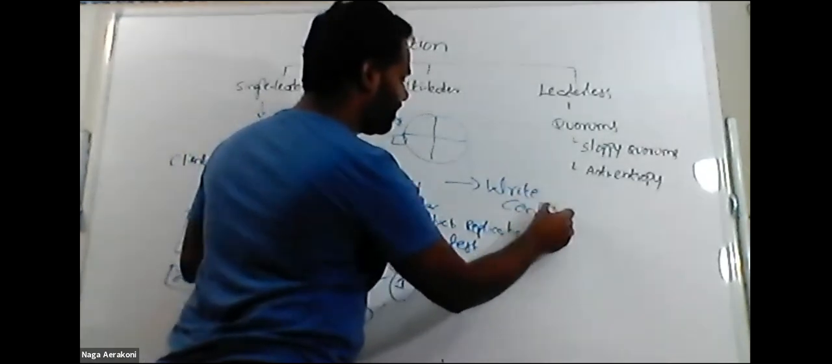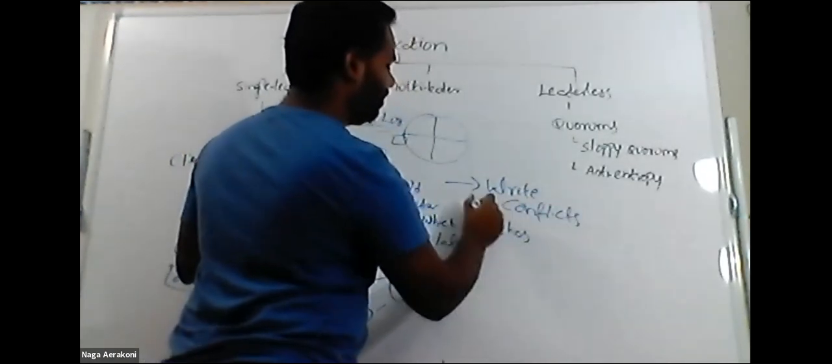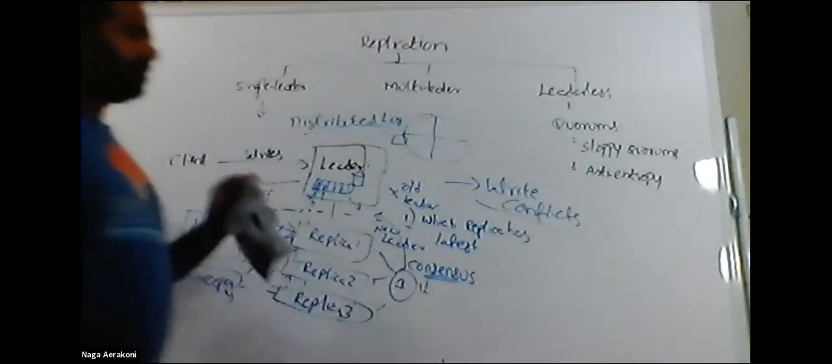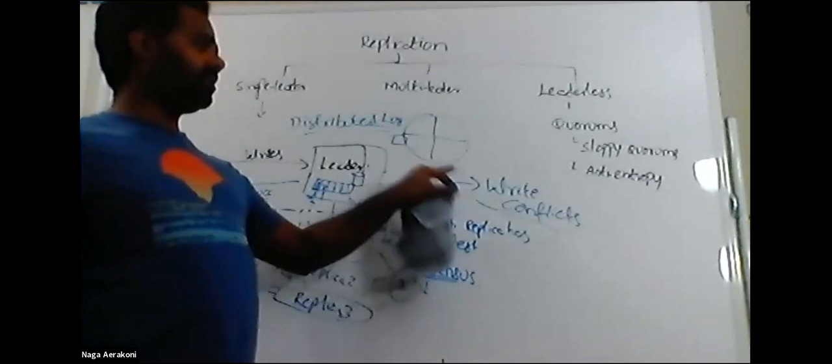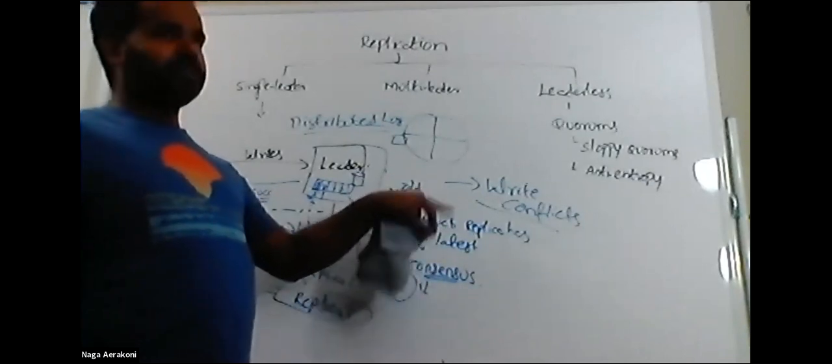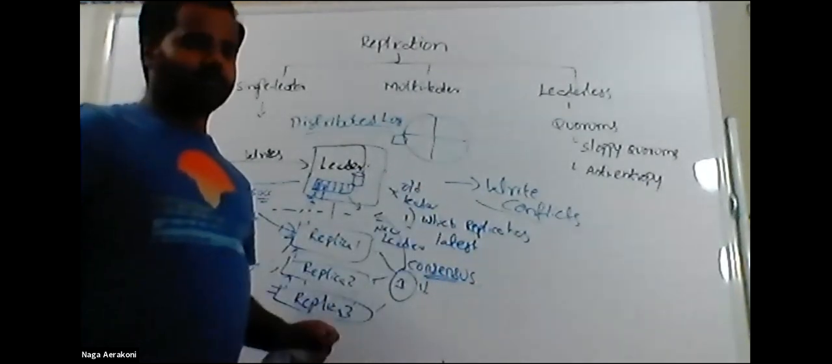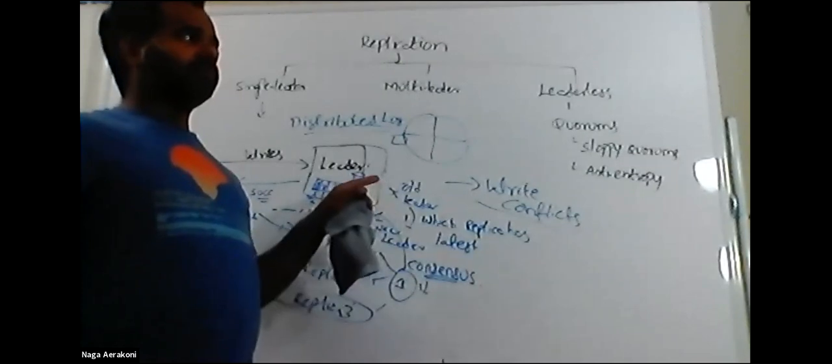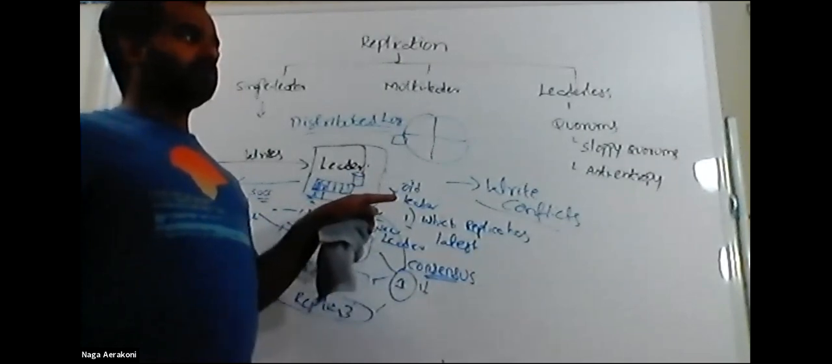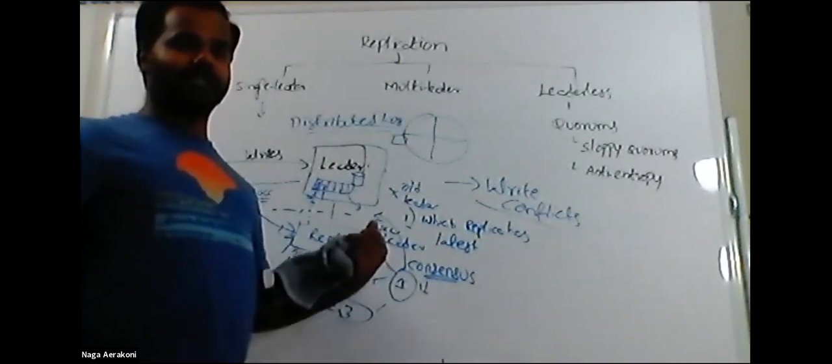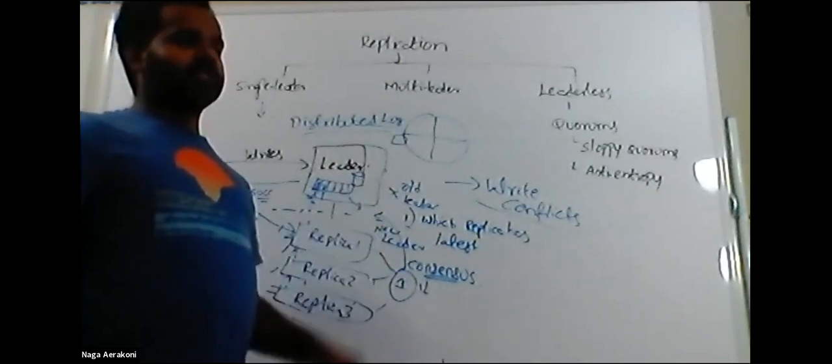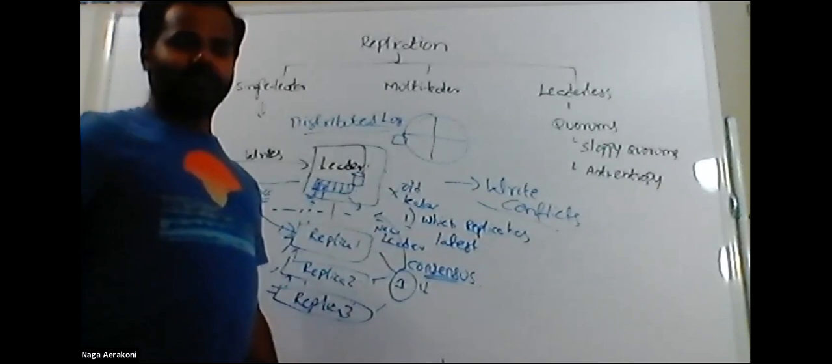That's one of the scenarios of write conflicts, because the old leader has accepted some writes and the new leader has also accepted some writes. The good practice is to merge, and there is a concept of version vectors which we use to solve the merge conflicts. But we can talk about that in some other session.